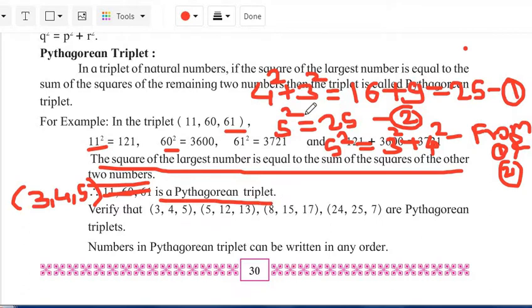Write in this way. First write 4 square plus 3 square, 16 plus 9, 25. Then 5 square is equal to 25, second number. Then 5 square is equal to 3 square plus 4 square, from 1 and 2. Then write this statement: the square of the largest number is equal to the sum of the squares of the other two numbers, and therefore 3, 4, 5 is a Pythagorean triplet.